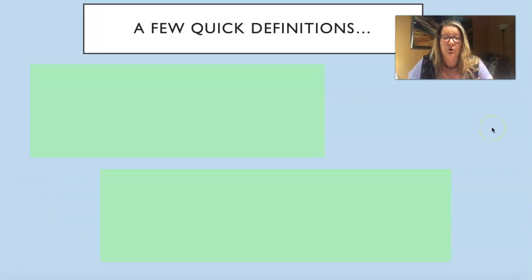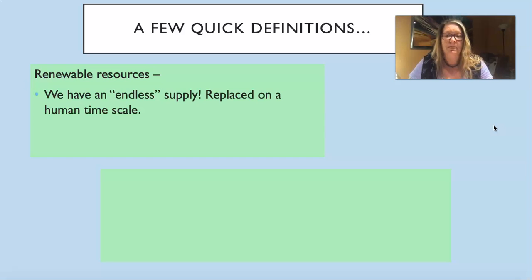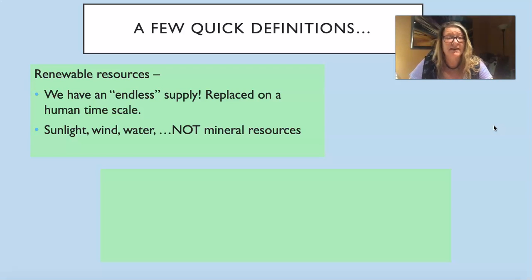I want to start with a few quick definitions that will address learning outcome number 5, which had a number of definitions. First of all, what are renewable resources? Well, I feel like we've talked about this a long time ago. Renewable resources are those that we have sort of an endless supply of, at least on a human time scale. We have plenty of this kind of resource. Examples are sunlight, wind, water. We have plenty of these things. We're not going to run out of them.